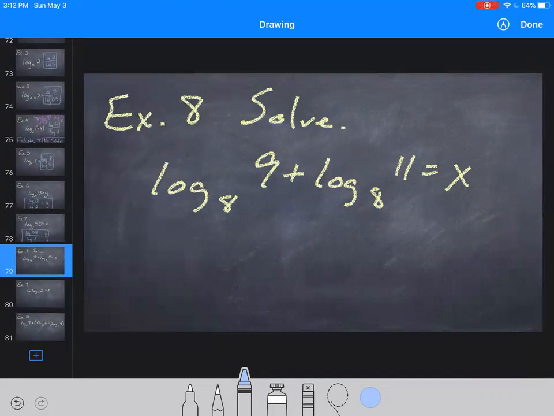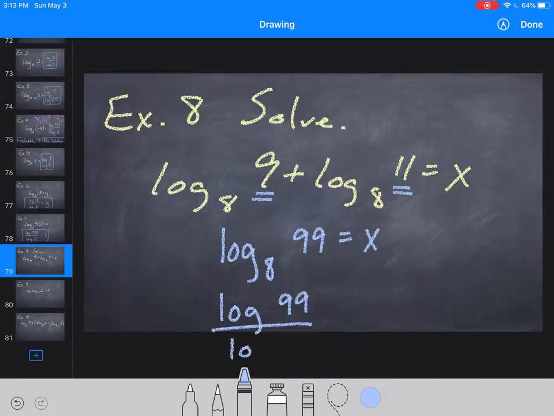For example 8, if I wanted to rewrite this using the change of base property, I would have to do a little bit of condensing before I could rewrite it. So I know that if there's an addition sign, I'm going to condense using multiplication. I write my log base 8 one time, and because it's addition, I'm going to multiply 9 times 11. Well, 9 times 11 gives me 99. So I have log base 8 of 99 is equal to x. If I wanted to rewrite it using my change of base property, I would have log of 99 divided by log of 8, and that's equal to x.